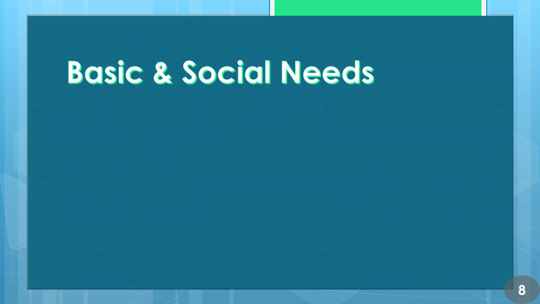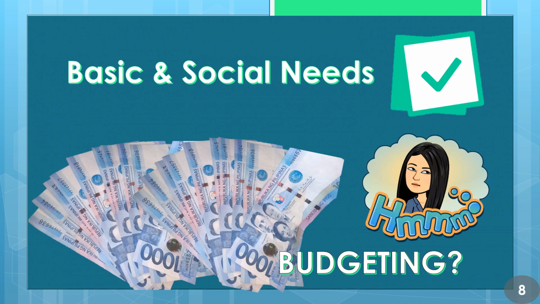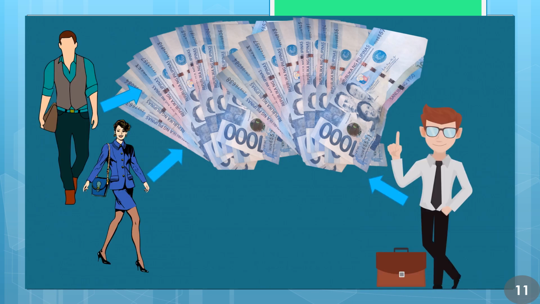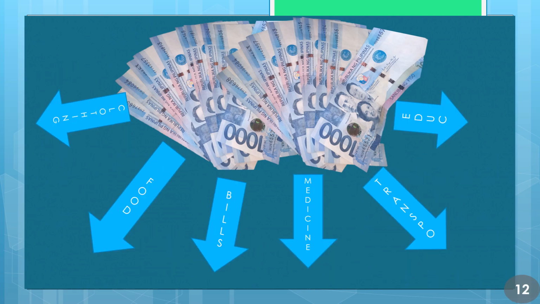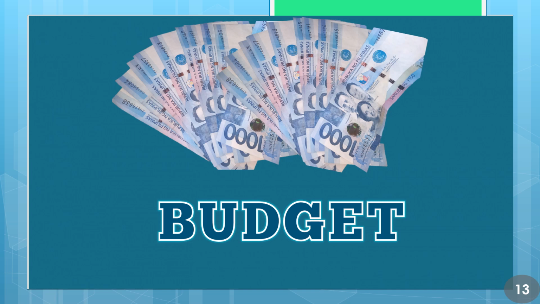Now that we had identified the basic and social needs, we need to learn budgeting so that these needs are met. Today's family income has become bigger and bigger, with more members of the family earning a living. With the increase in income, there is corresponding increase in expenditure. Expenditure should be planned so that it does not exceed the income. To be able to do this, preparing a budget is necessary.